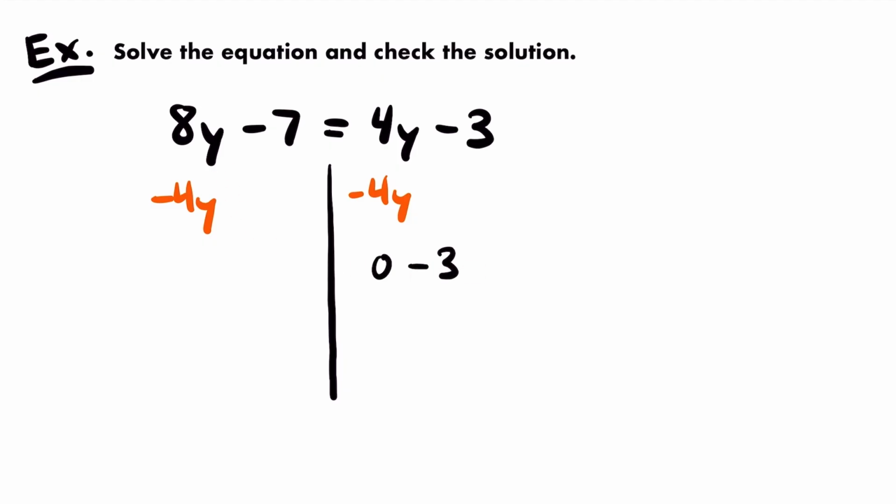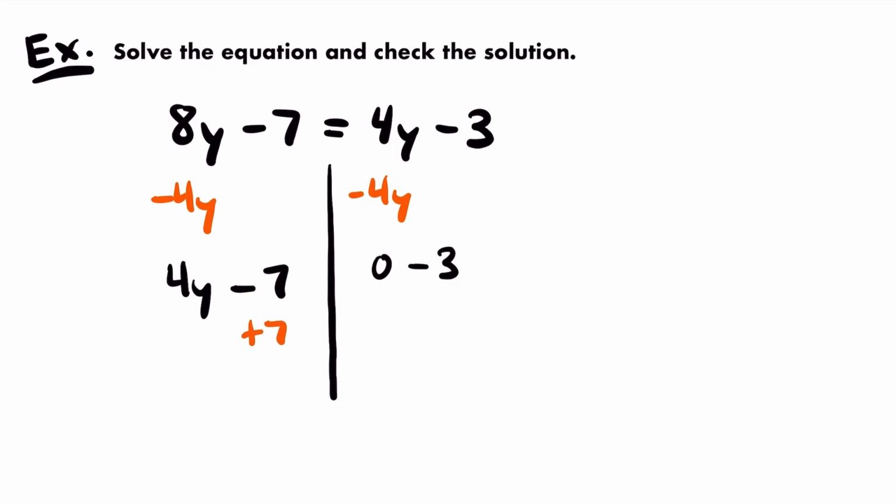And then over here, once again, we have like terms. They have the same variable part of y, so combine the coefficients. 8 minus 4 is 4. So we get 4y minus 7. So we have 4y minus 7 equals negative 3. And so the next thing we want to do here is isolate the variable term. So we want to get rid of this constant on this side of the equation. We can do that by adding 7 to both sides, right? Adding the opposite of that constant.